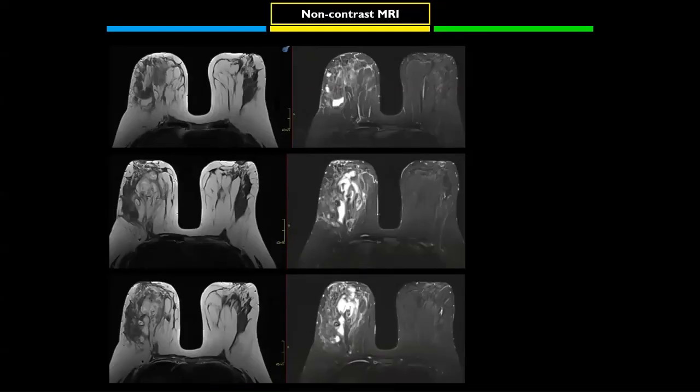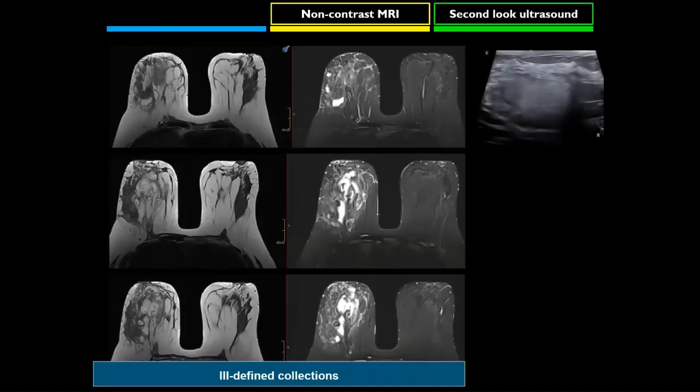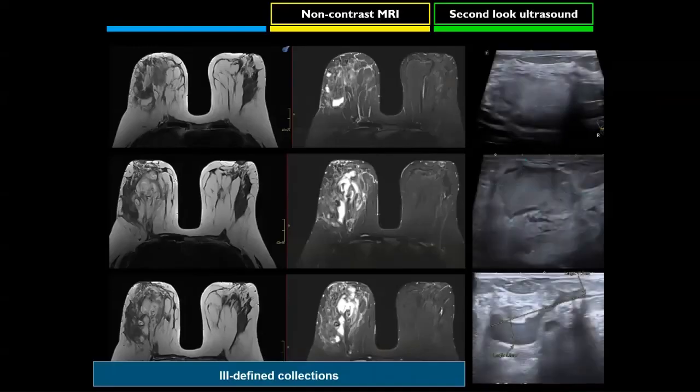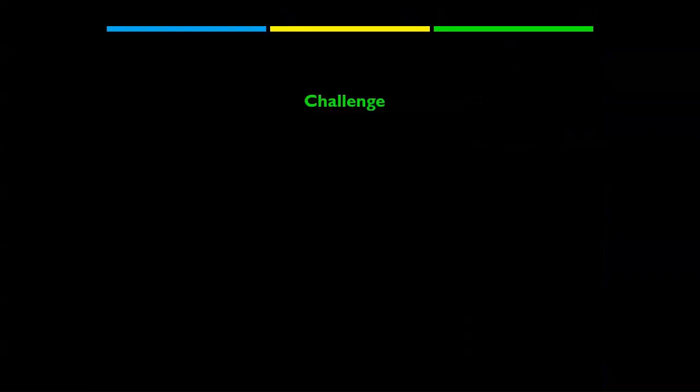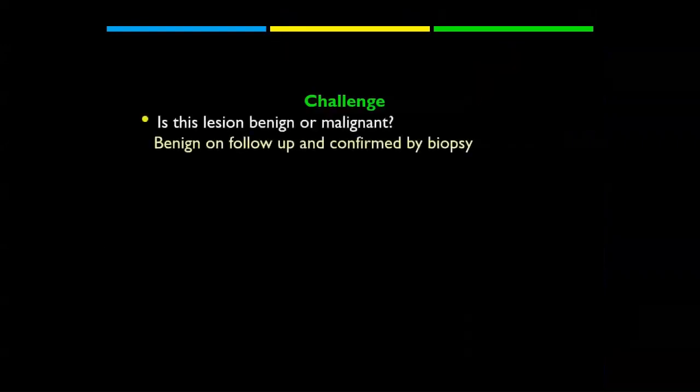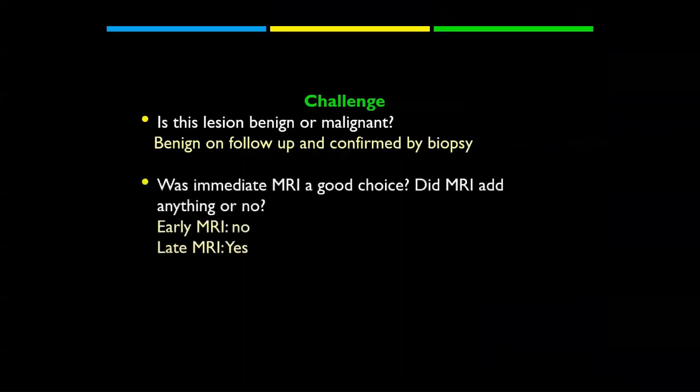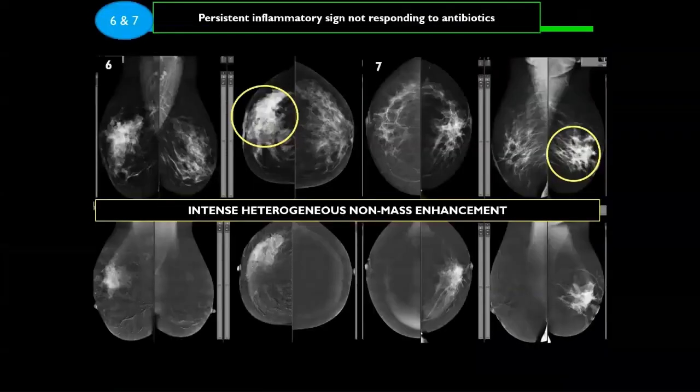We did a second look ultrasound at this stage, and actually there were multiple abscess cavities within her breast, and she was followed up, and with time the abscess cavities resolved by repeated aspirations and antibiotic therapy. So the challenge in this case: is this benign or malignant? It is benign, but this was only based on the follow-up and confirmed by the biopsy. An immediate MRI was not a good choice. A delayed MRI showed that this was a simple benign inflammatory process, even without the contrast injection. And actually, PEM did not add anything. It added to the dilemma of diagnosis.